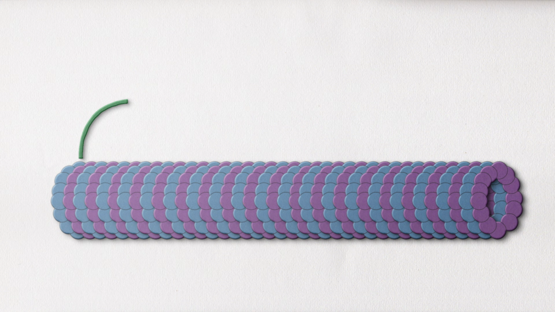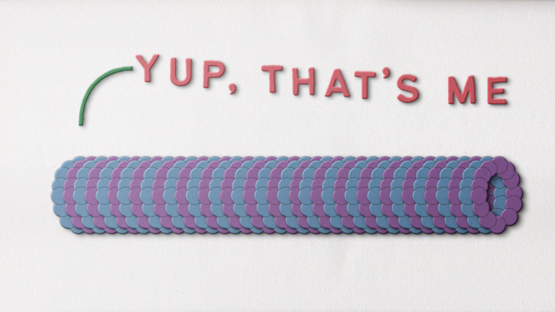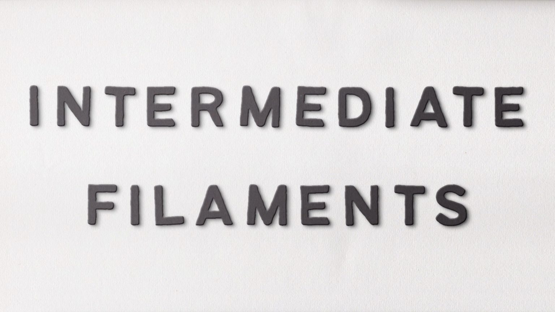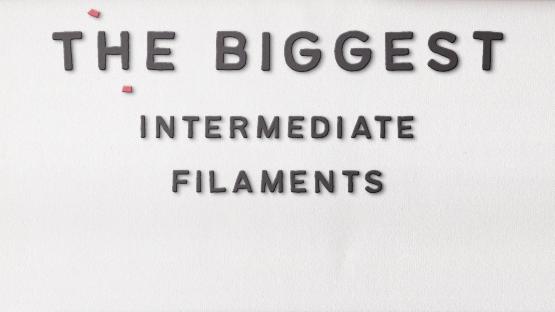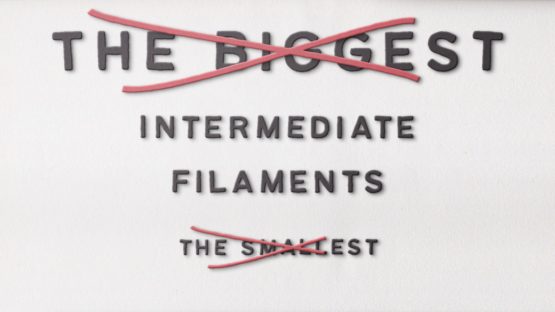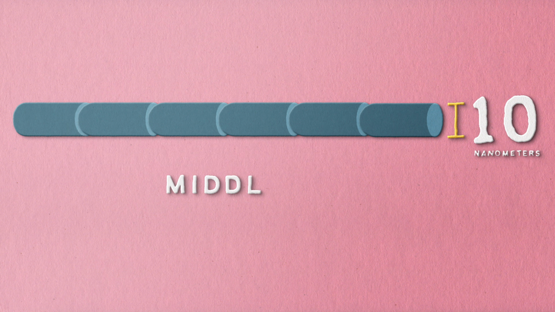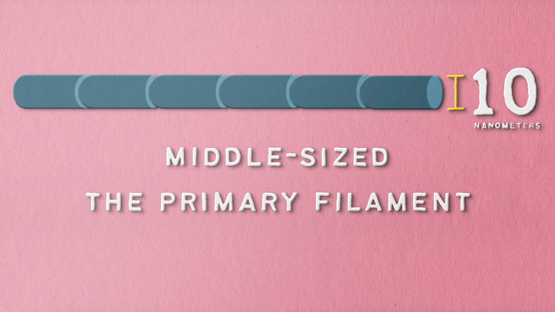Now that we know about the biggest filament, let's move on to the intermediate-sized filament, very aptly named intermediate filaments. Intermediate filaments are, well, intermediate. Not the biggest and not the smallest, with a diameter of about 10 nanometers. And despite being the middle-sized filament, they're actually the primary filament in the cytoskeleton.